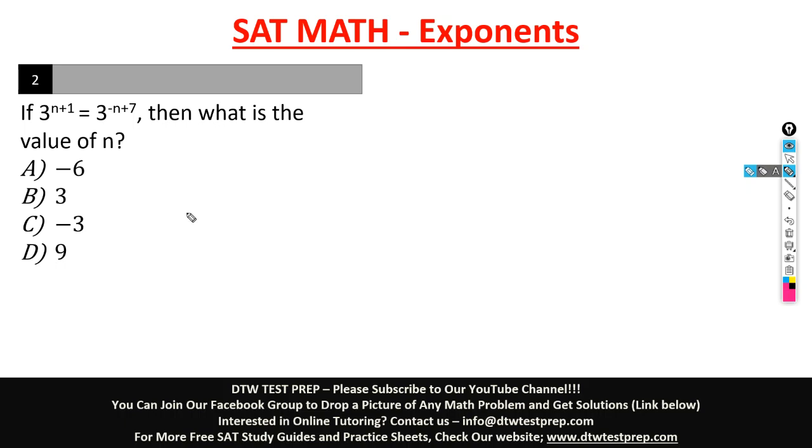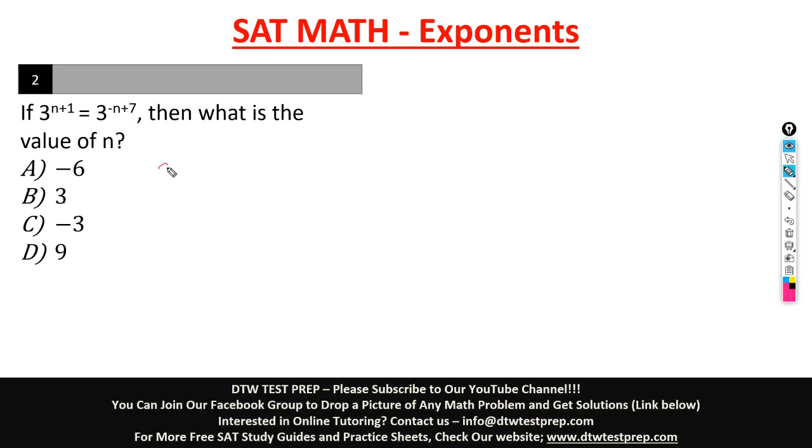So you have to be careful with your signs here, because if you see from your options, you have a negative 3, you have a 3. If you miss your signs, you would get the answer wrong. Even if you get the number right, but your sign is wrong, it's wrong.